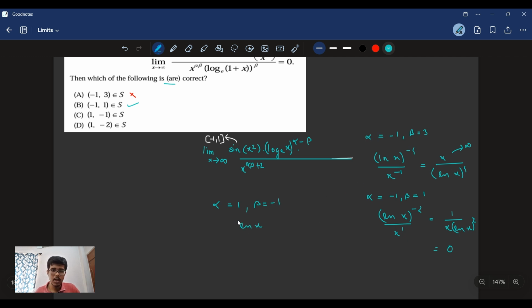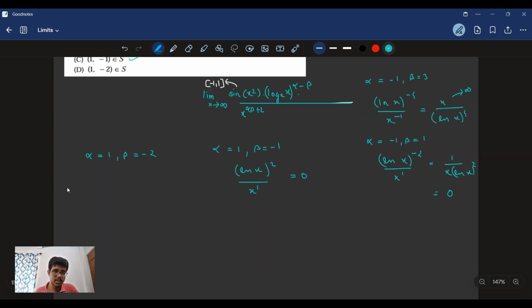Now, if I put alpha as 1 and beta as -1, what am I going to get? I am going to get log of x as the whole square divided by x -1 plus 2, that is 1. So log of x, when x is tending to infinity, is very small, and 1 by infinity is equal to 0. So option 3, sorry, option C is also correct.